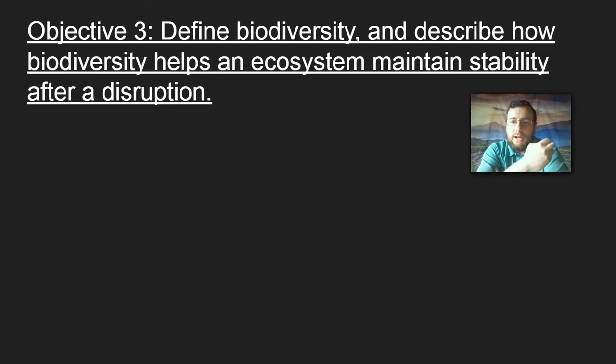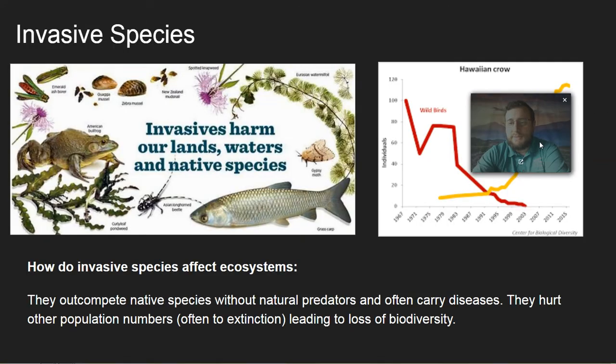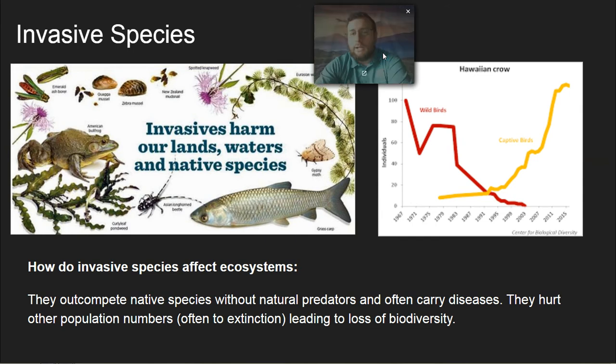So the stability of an ecosystem depends on its diversity. Disruptions will always happen, but if an ecosystem is diverse, it's going to be more likely to survive when that happens. Invasive species are those that get introduced to an ecosystem, usually by some human who does it on purpose.